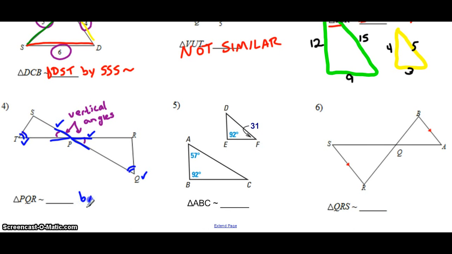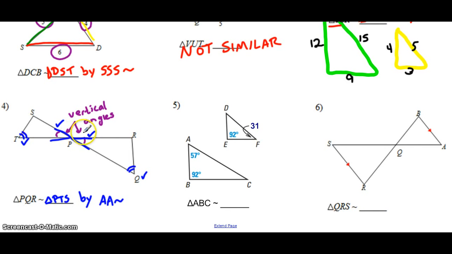Now we can use the angle-angle similarity theorem to say that triangle PQR is similar to triangle PTS. Triangle PTS. Now, we've just shown they're similar, and we didn't have to check any of the sides for proportionality.